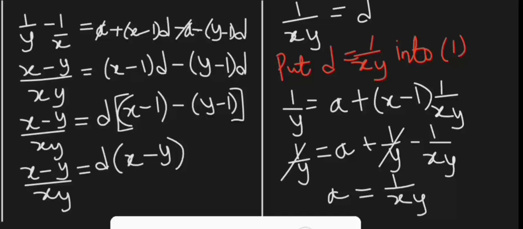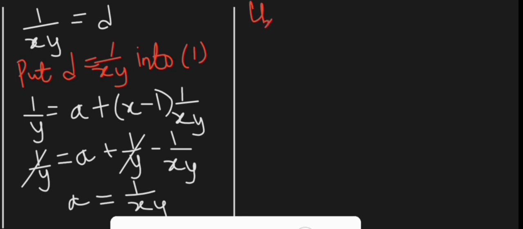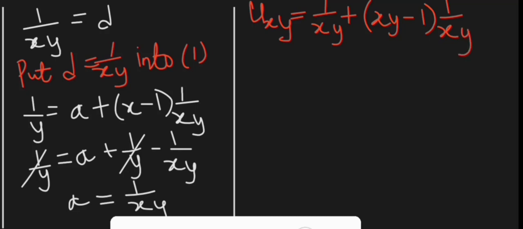We also have the common difference, 1 over xy. Let us put these values into the nth term of the AP to get the xyth term. So the xyth term, u subscript xy, is going to be a, 1 over xy, plus n, which is xy, minus 1 times d, which is another 1 over xy. And that is going to be 1 over xy plus 1. When we multiply xy and 1 over xy, we have 1, then minus 1 over xy. 1 over xy minus 1 over xy is 0, then the xyth term is 1.